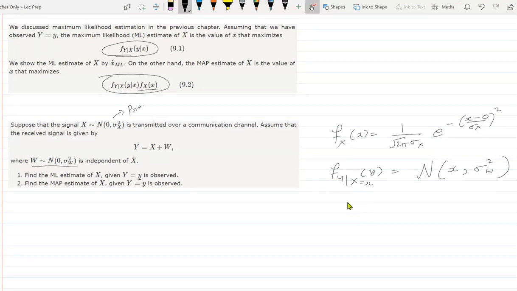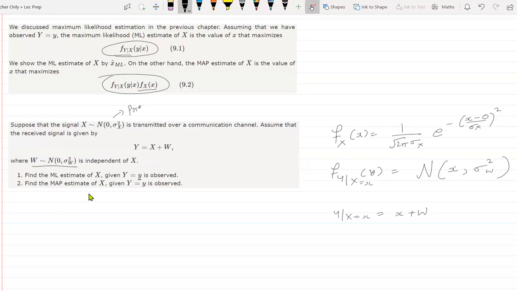So given capital X equal to small x, Y given X equal to x is nothing but small x plus W. X is fixed to be small x, which is a fixed value. W is normal 0, sigma squared. When you add a constant, the mean of a normal distribution shifts to x. The variance remains the same.